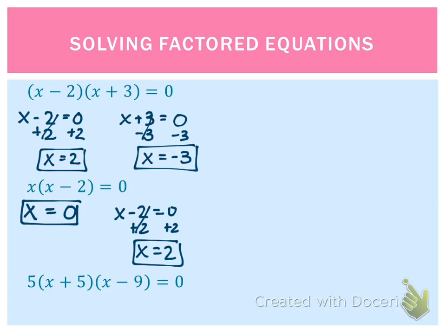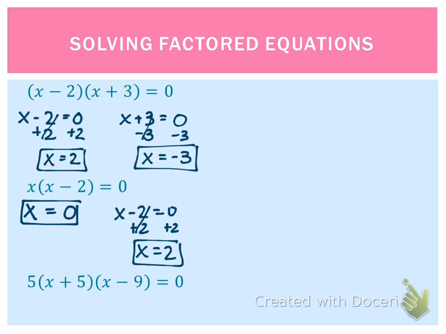Now let's look at this next problem. How many variables do I have? 1, 2. So I know I'm going to have 2 answers. But what about this 5 on the outside? Okay. Actually, the 5 is a standalone number. And if I were to say 5 is equal to 0, is that true? No. So guess what? We totally ignore him.